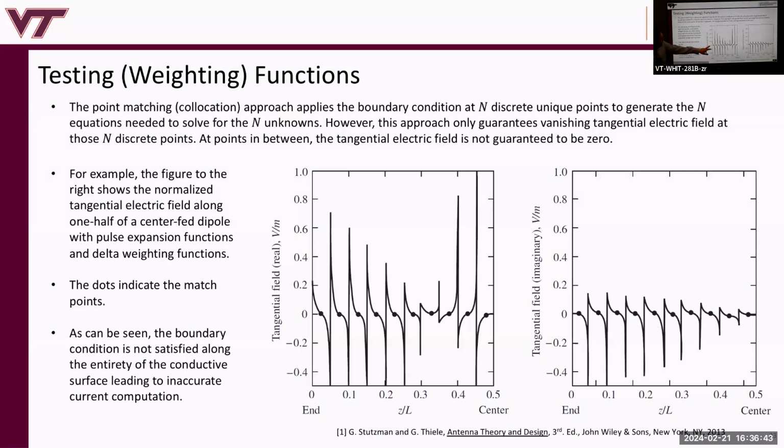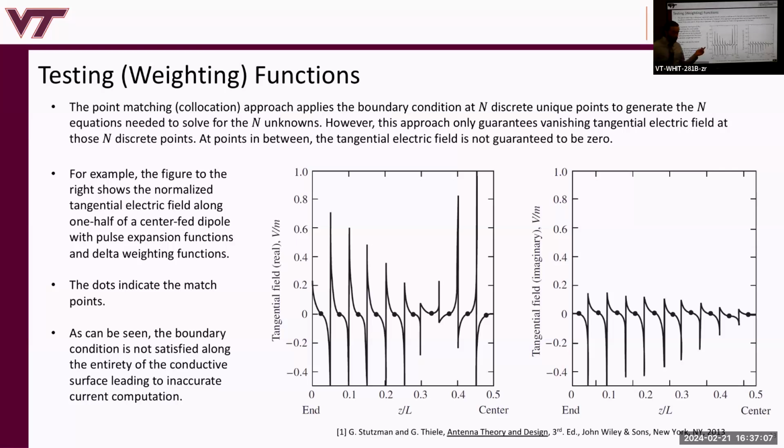Okay, so the dots here indicate where we did the point matching. Those point matches give you zero, or they should give you zero, tangential electric field, real part and imaginary part, at the match points. But look, in between these match points, the tangential electric field is not zero. And that will lead to inaccuracies in your current solution, right?